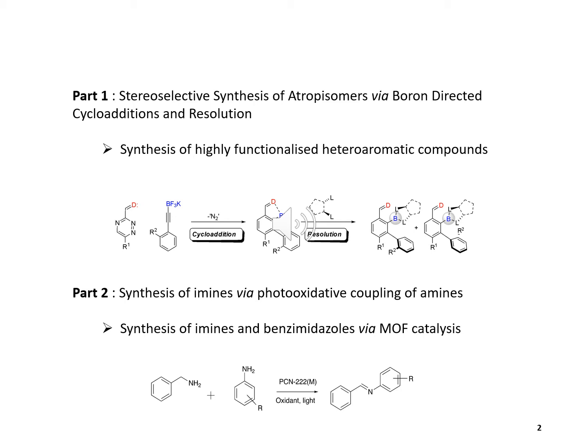The second part was done at Stockholm University and concerned the synthesis of imines via photooxidative coupling of amines, and the synthesis of imines and benzimidazoles, all directed by MOF catalysis.